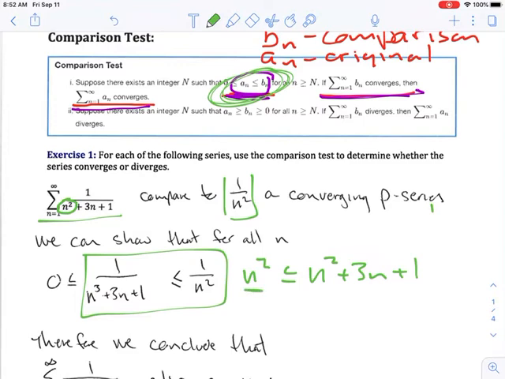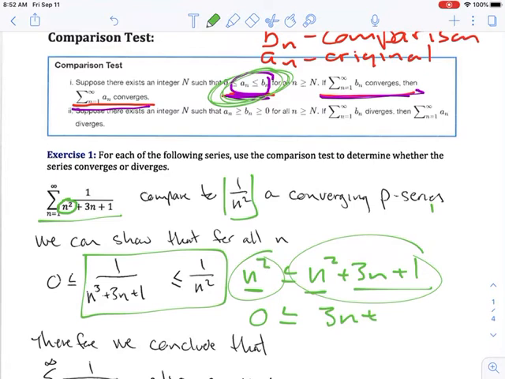Because we have the n squared on both sides, but over here we're adding stuff to it. So this side has to be greater than this side. We could take it one step further and subtract n squared from both sides, and we would have 0 is greater than or equal to 3n plus 1, which is also clearly true. All right, so we have established the fact that 1 over n squared is greater than or equal to 1 over n squared plus 3n plus 1 for all values of n.